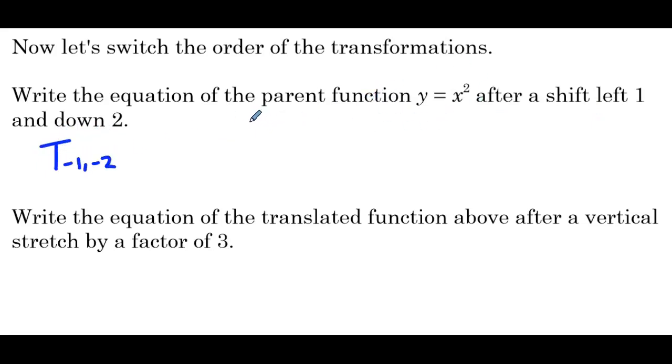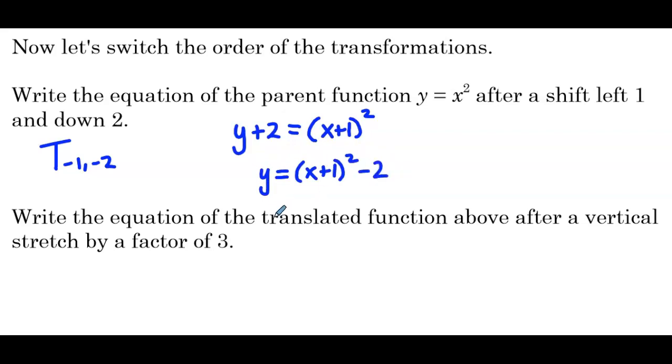We'll take the parent function, we're going to add 2 to y, and then inside the parent function we're going to add 1 to x. In y equals form, we have y equals the quantity x plus 1 squared minus 2. Next, write the equation of the translated function above after a vertical stretch by a factor of 3. So same scale factor of 1, 3.